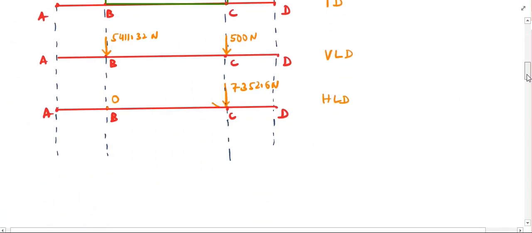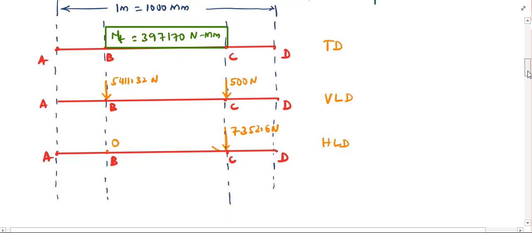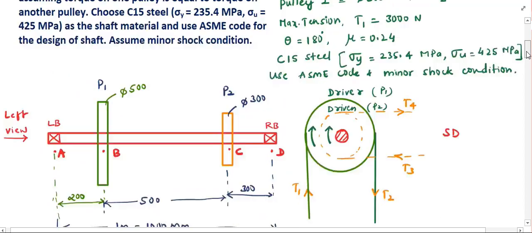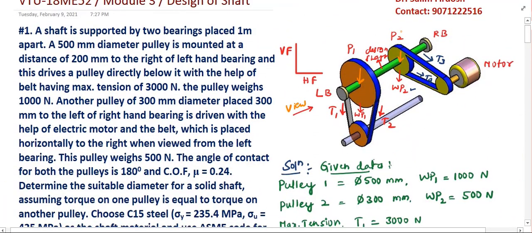Coming to the HLD, the net horizontal force on pulley B is 0, so there is no force there. Next we have the 7,352.6 Newton force, which is acting on the shaft in the HLD. So here these two forces are in this direction.